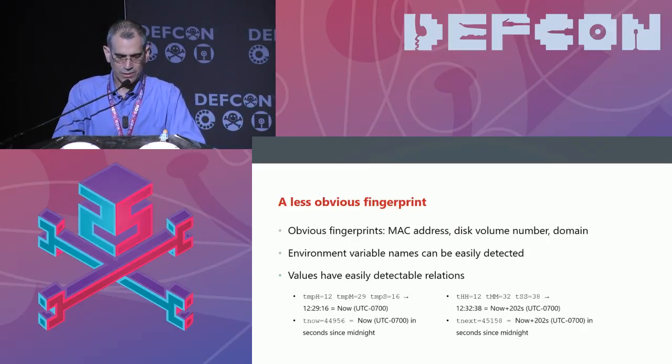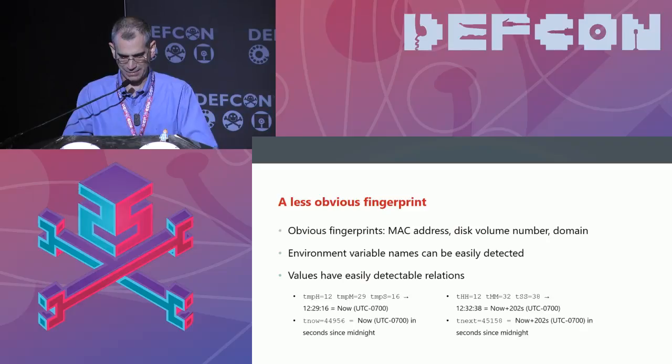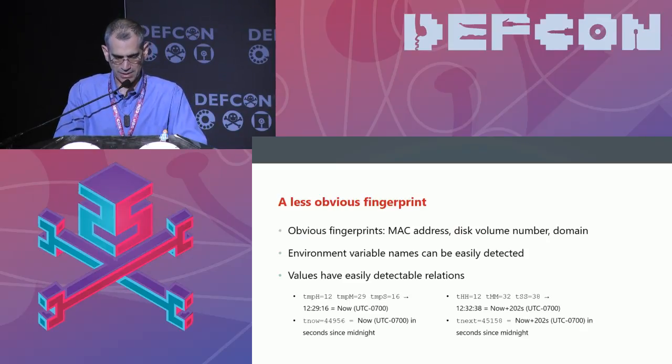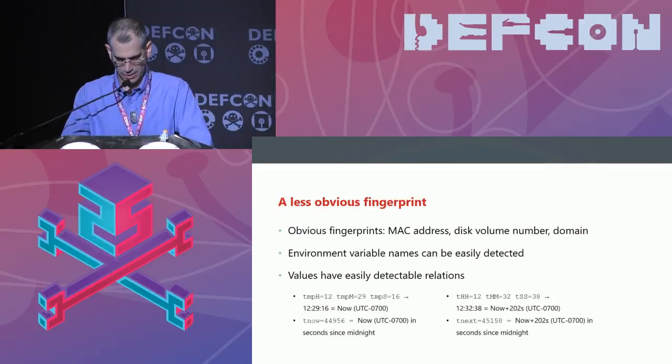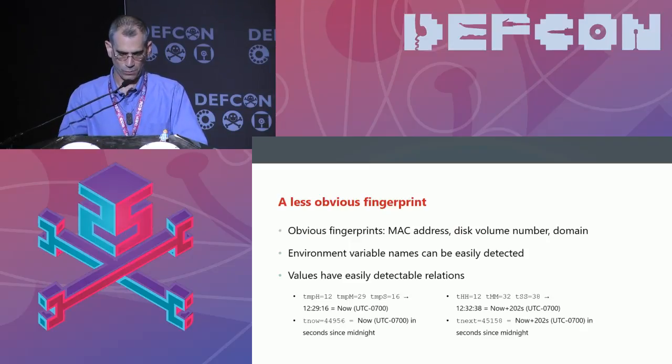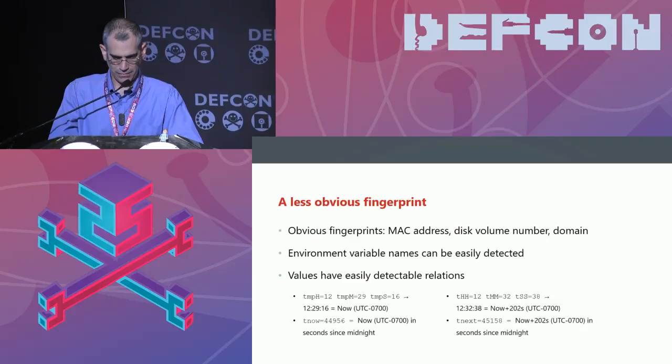So there are actually 2 representations of the present time in the left-hand side of the bottom bullets. One uses a human readable format with three environment variables, temp H, temp M, and temp S, representing hours, minutes, and seconds. And the other one is this T now, which is the seconds since midnight. So these two represent actually the same quantity, the time of day, in two different ways. So if we find a machine that has this combination of environment variables, we can tell that this is the Komodo sandbox.